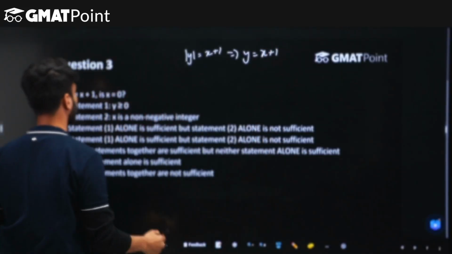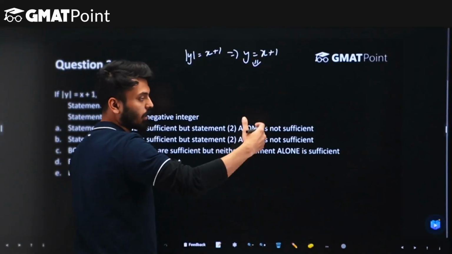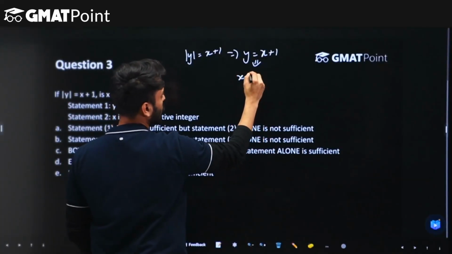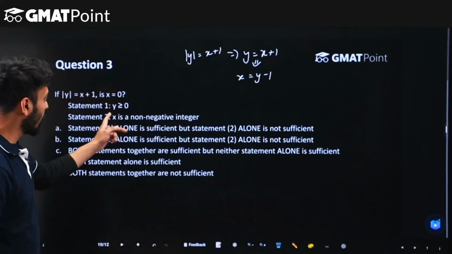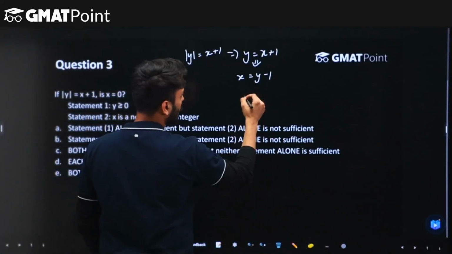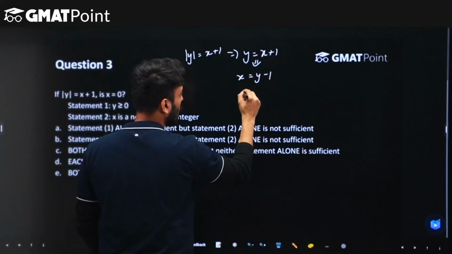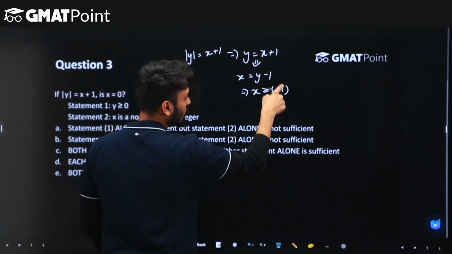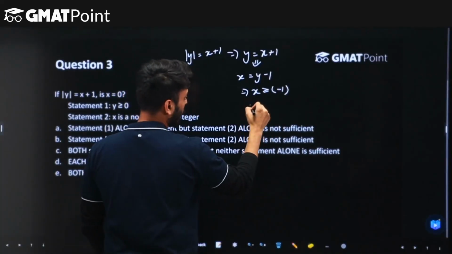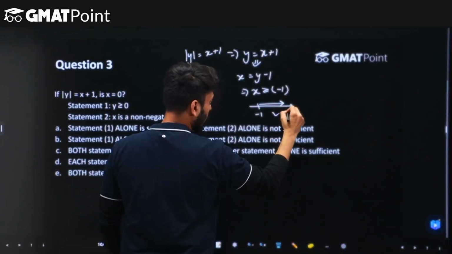And the question is asking me about the value of x. So I will simplify this, or rearrange it to get x on one side. x will be y minus 1. Now I know that y is greater than or equal to 0, which means the minimum value of y is 0, which means the minimum value of x must be minus 1. This gives me anywhere right of minus 1 as a valid region for x.